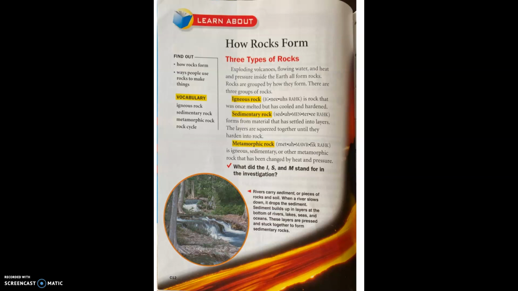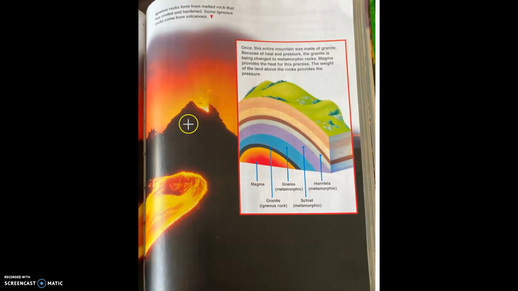So then down here we can see in this caption that it says, rivers carry sediment or pieces of rocks and soil. When a river slows down, it drops the sediment. Sediment builds up in layers at the bottom of the rivers, lakes, seas, and oceans. These layers are pressed and stuck together to form sedimentary rocks. Up here, a caption for this picture says, igneous rocks form from melted rock that has cooled and hardened. Some igneous rocks come from volcanoes.